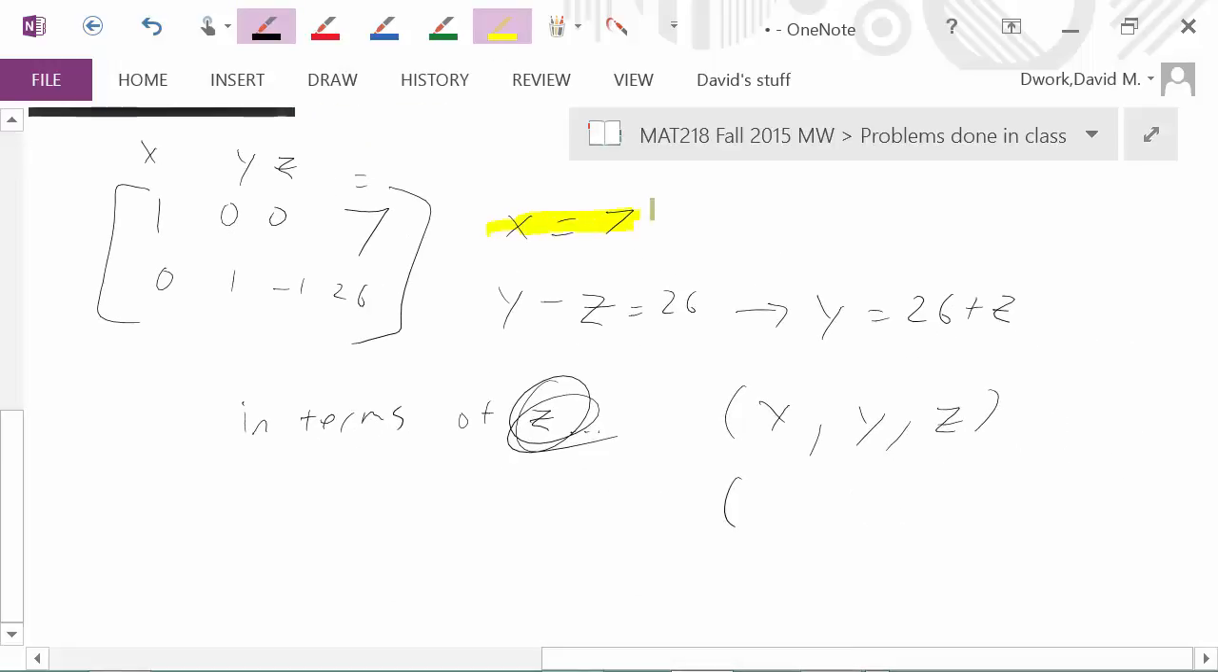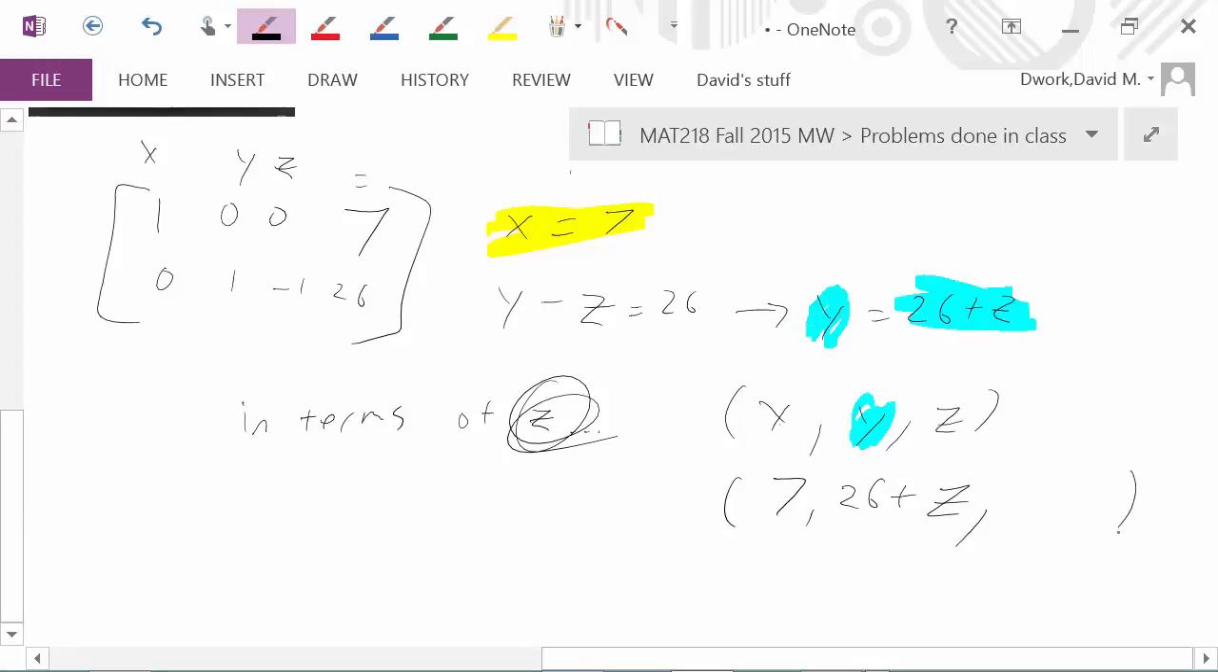So let's interpret our solution here. The first one, we know x equals 7. So everywhere I have an x, I can replace that with 7. Now, for y, I'm not allowed to have y's, right? So everywhere I have a y, I have to replace that with 26 plus z. So I've got 26 plus z. That's okay, because it's in terms of z. So I'm allowed to have z's in my answer. Finally, for this last one, I don't have to replace z's, so z just stays z. So there would be your answer for this problem in terms of z.